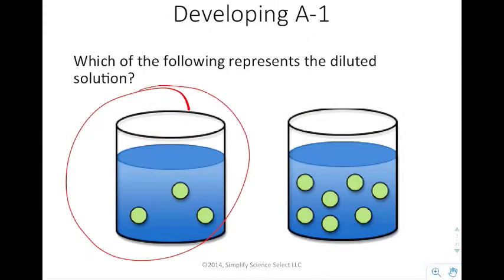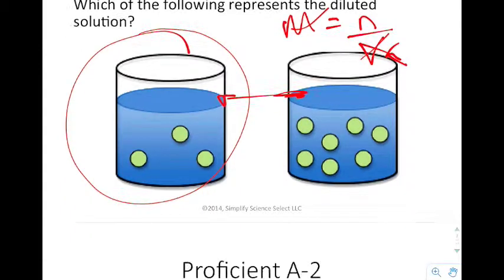It says, which of the following represents the diluted solution? It is this one because they have the same volume. If they have the same volume, remember molarity is equal to the number of moles divided by volume. Since the volume is a constant, we can take that out and just look at the number of moles. Now, if these beakers were different sizes, that's not something we could do. We would have to look at the ratio. But because they're the same size, the only thing that matters is the number of particles.